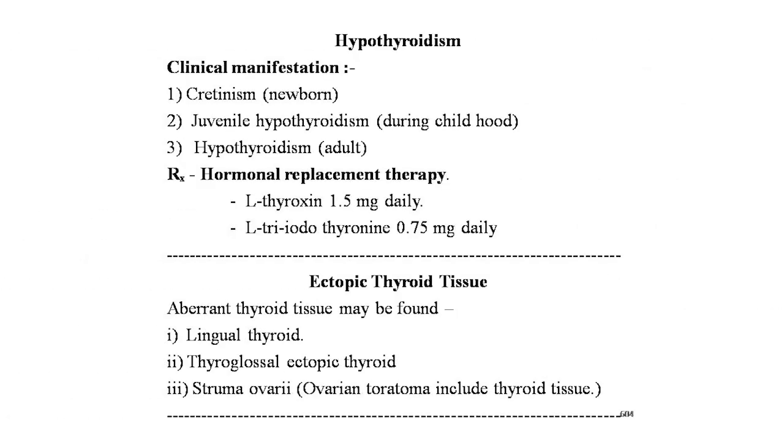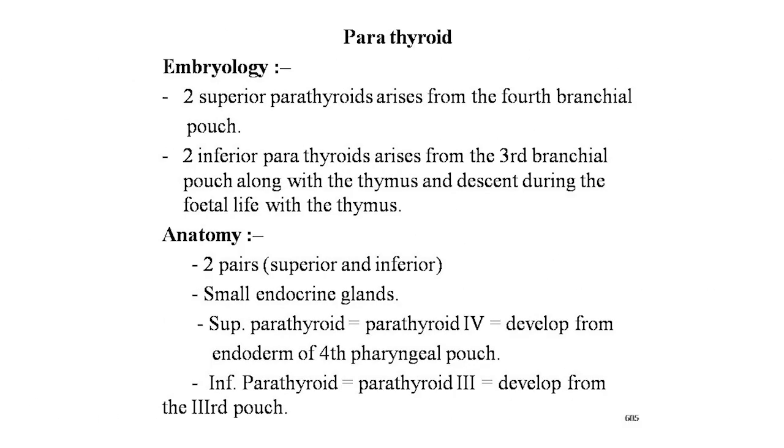Now hypothyroidism. Clinical manifestations are cretinism in the newborn, juvenile hypothyroidism during childhood, and hypothyroidism in the adult. Treatment is hormonal replacement therapy, L-thyroxine 1.5 mg per day, L-triiodothyronine 0.75 mg per day. Now the next is ectopic thyroid tissue. Aberrant thyroid tissue may be found as lingual thyroid, thyroglossal ectopic thyroid, struma ovarii; ovarian teratoma includes thyroid tissue. Now the parathyroid.